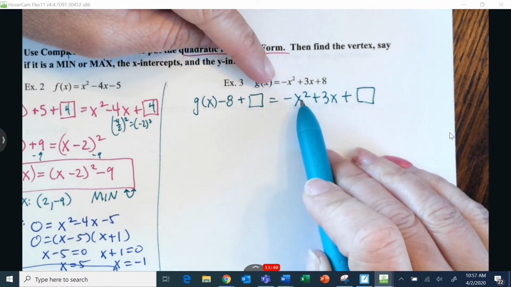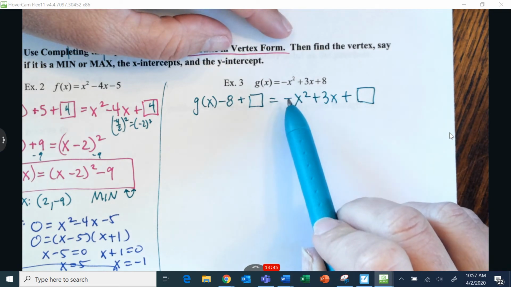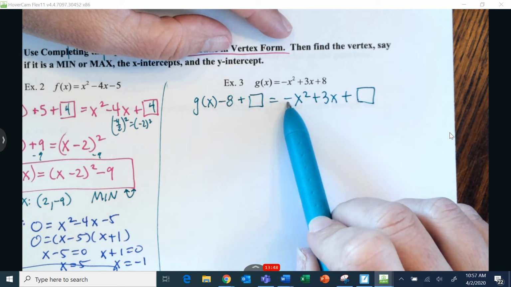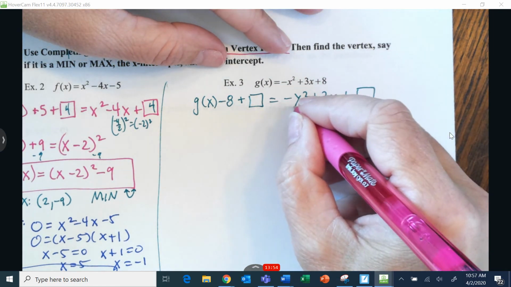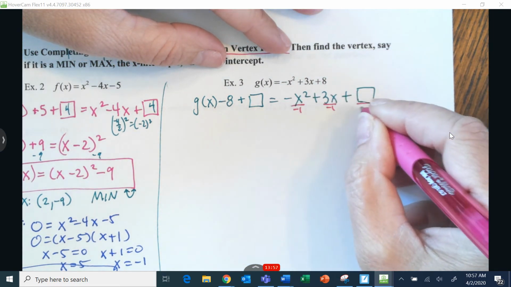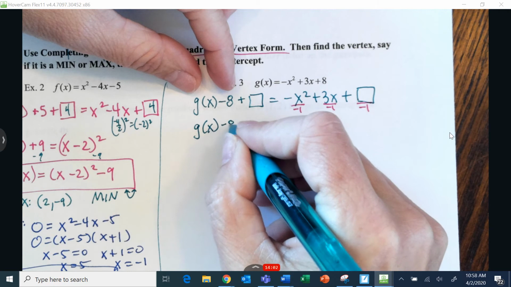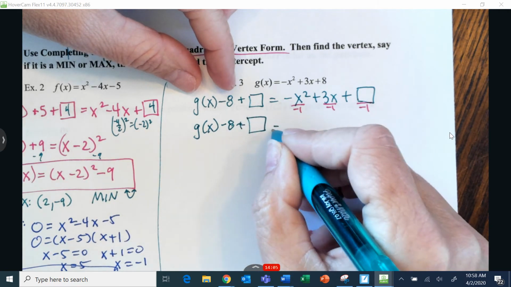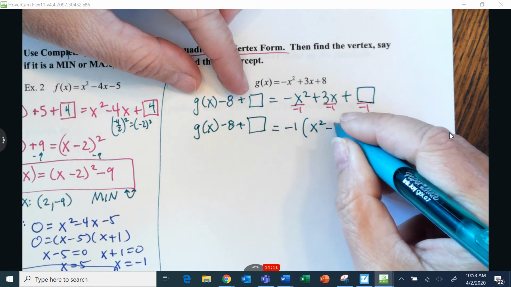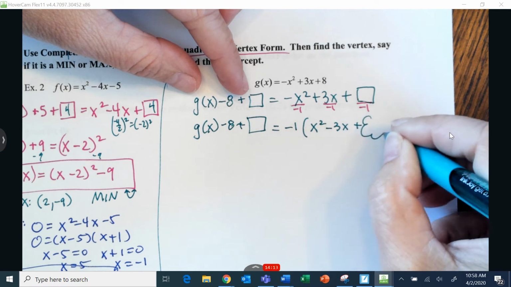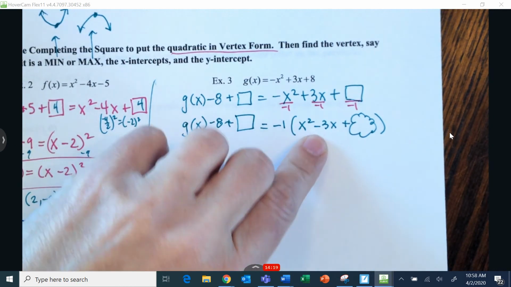Here I have a problem because you cannot complete the square if there is a number in front other than a 1. This is a negative 1. So we have to GCF negative 1 out of all three terms. So my next step is going to look like g of x minus 8 plus square equals negative 1 parenthesis x squared minus 3x plus, and now it's not a square anymore. It's a different number. So I'm going to complete the square with this one.